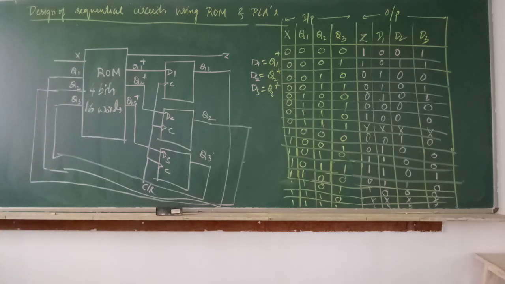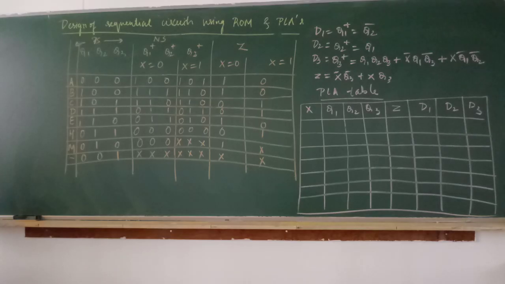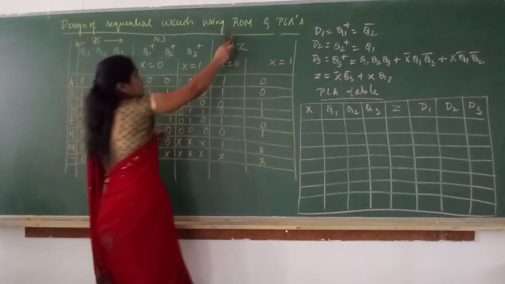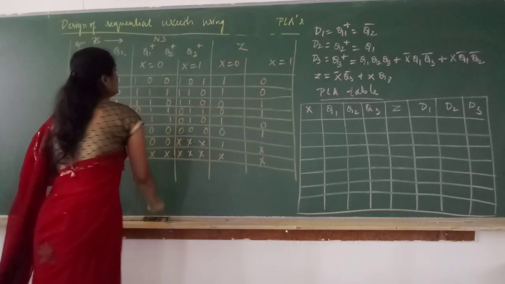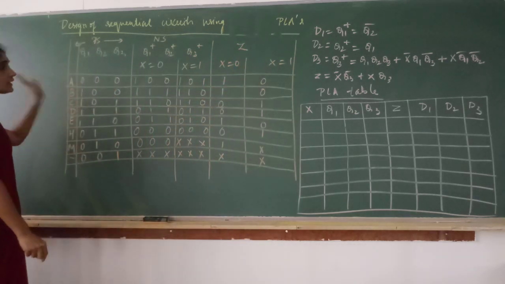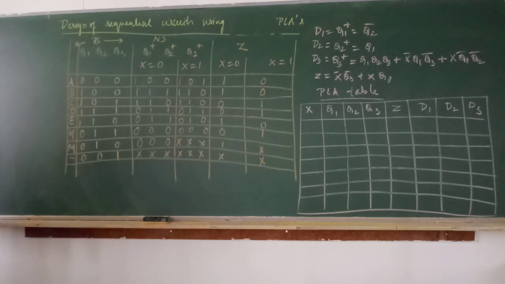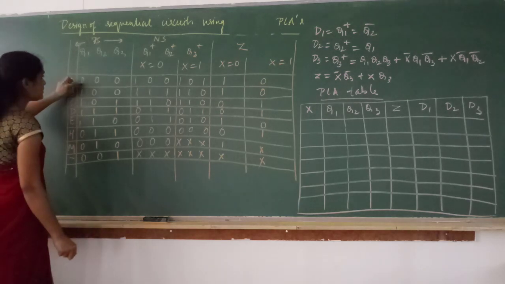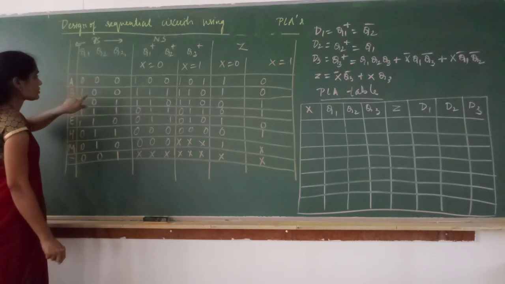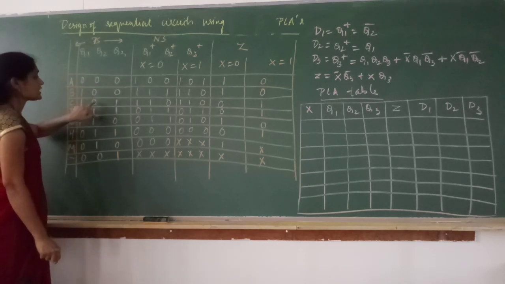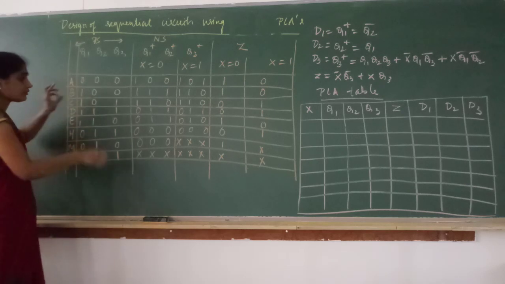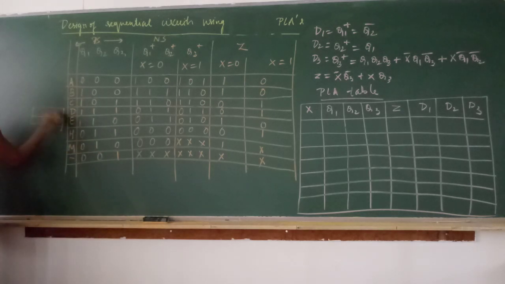Okay. So ROM we have finished, and now it is only PLA. So now the code converter using PLA. This table is the one we have taken in the code converter topic. State assignment: A is 0 0 0, B is 1 0 0, C is 1 0 1, D is 1 1 1. With that, 3 variables came up.